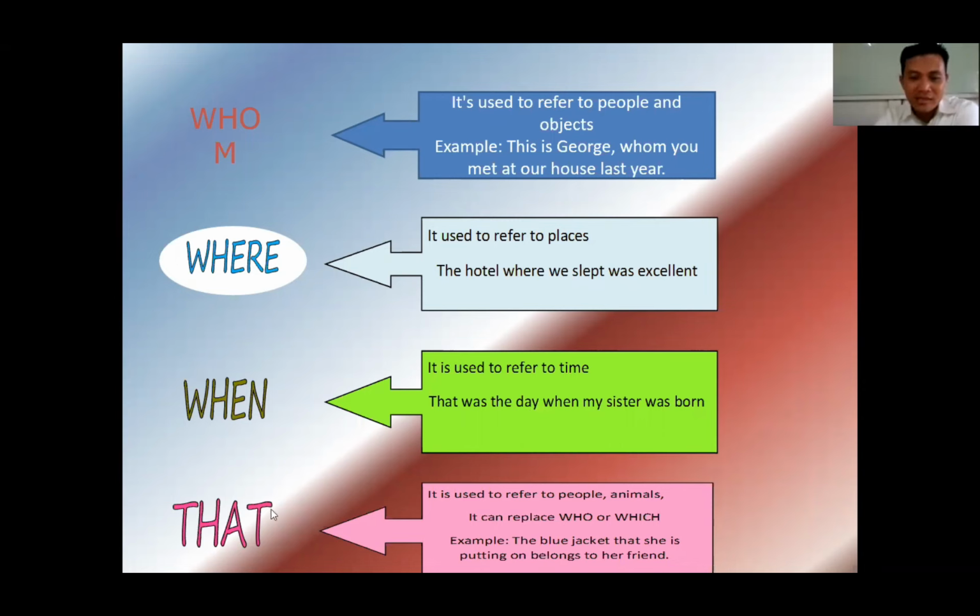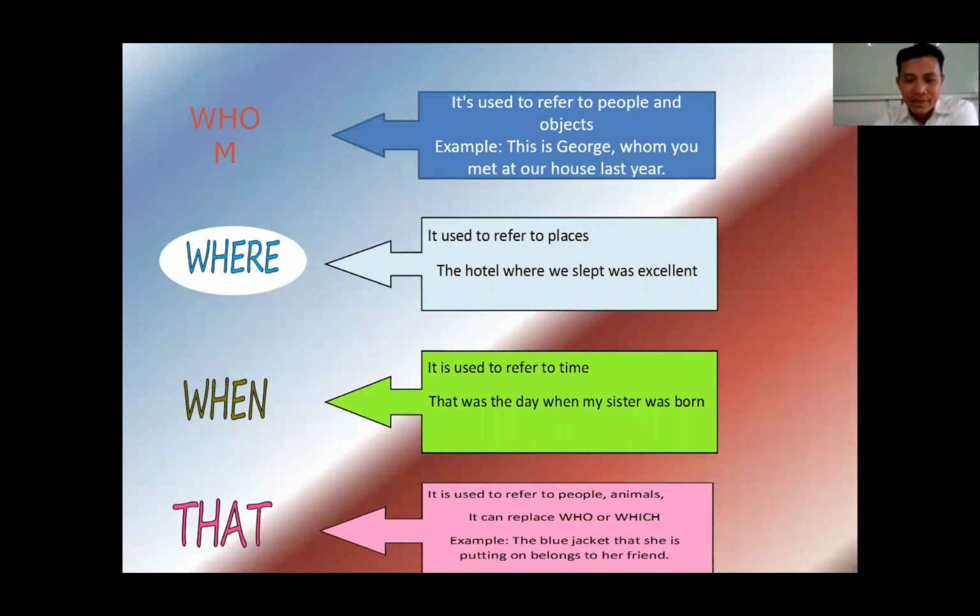And the next is "that." That is used to refer to people and animals. You can use that for all occasions, for all things. You can use it for people and also for animals. And it can also replace who or which. So it's multifunction.